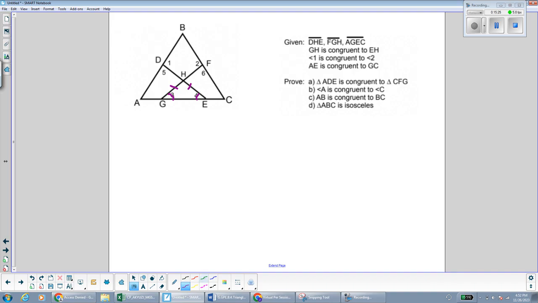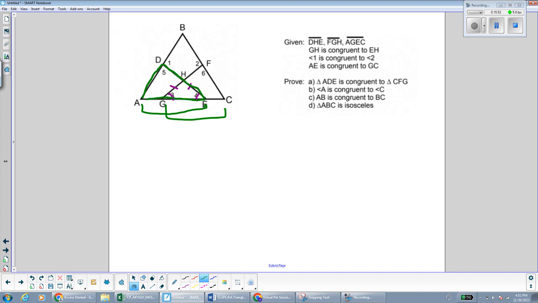And we also have that AE is congruent to GC. So here is AE and here is GC. That's a little hard to see. If we take a look at the first proof statement, we're proving that triangle ADE is congruent to triangle CFG. So those triangles are overlapping, so it's a little hard to see clearly what's going on. So I'm going to color code them.